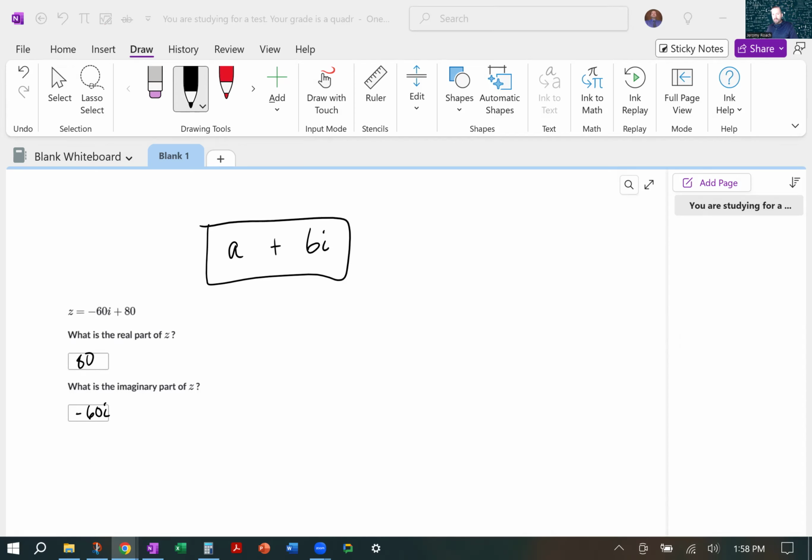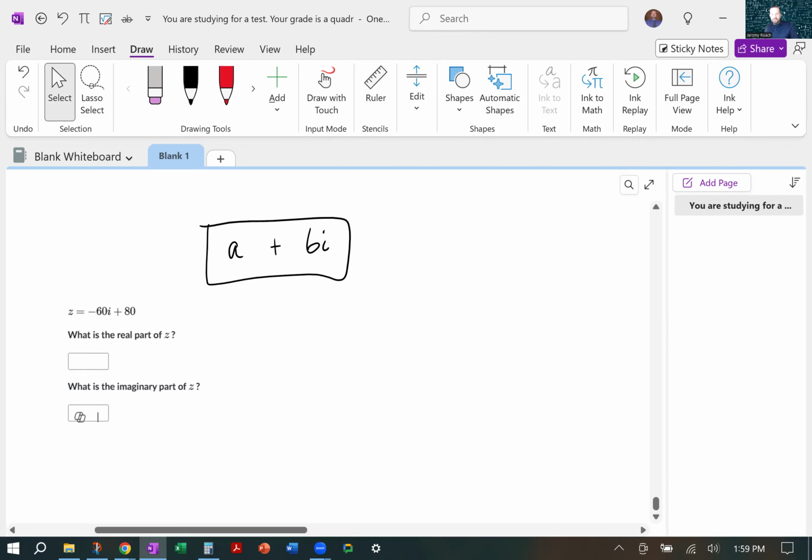So just type this in here. Oops, negative 60i. So we don't include the i in the imaginary part. We just say the negative 60 for that. If you did type that in, I'm pretty sure you get a warning from the system, and it will fix it for you. It'll say you almost got it, but try again.